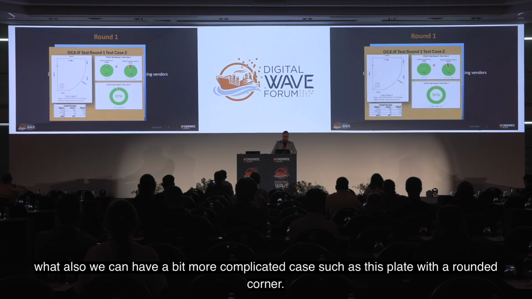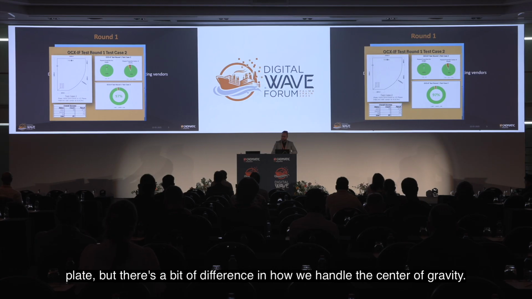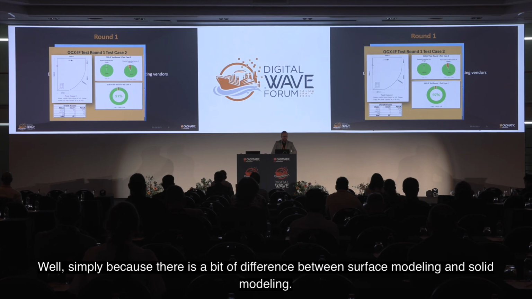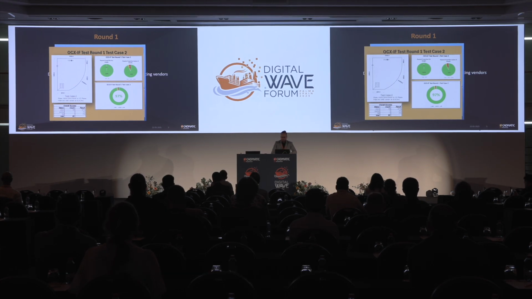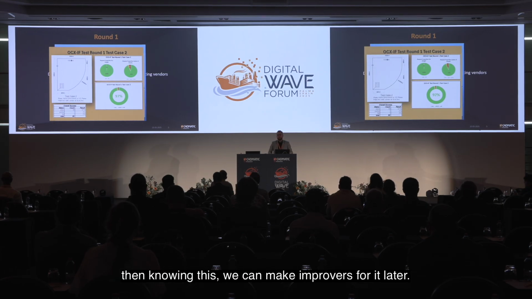But also we can have a bit more complicated case, such as this plate with a rounded corner. And we saw, hey, look, we all agree on the weight of this plate, but there's a bit of difference in how we handle center of gravity. And what's that? Well, simply because there is a bit of difference between surface modeling and solid modeling. So this is where the center of gravity problems arise. Knowing this, we can make improvements for later.